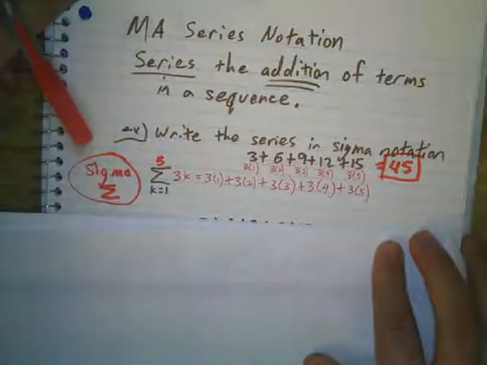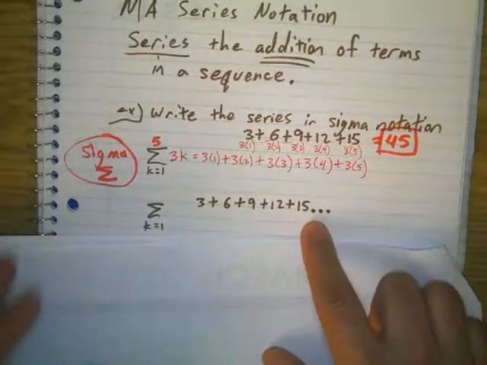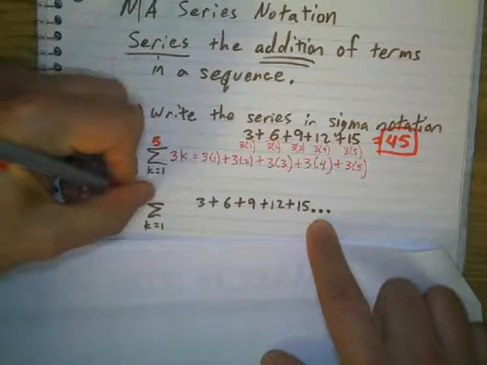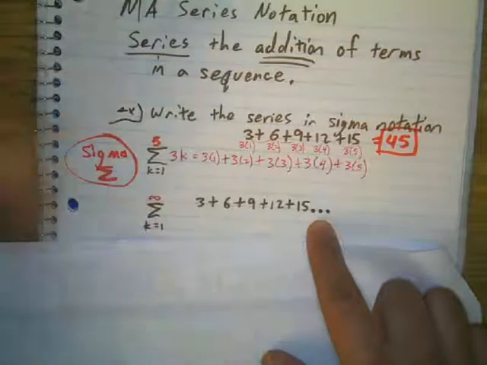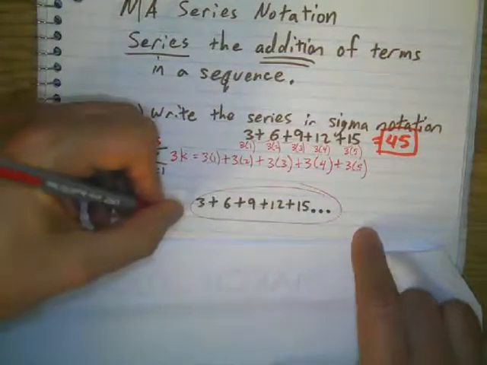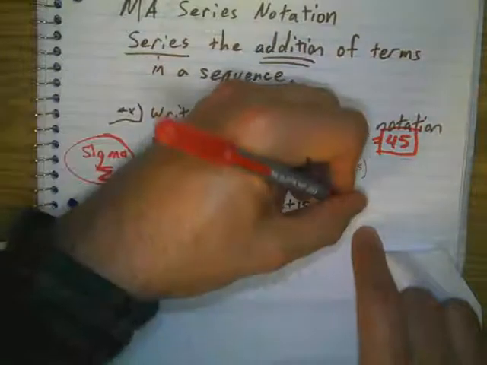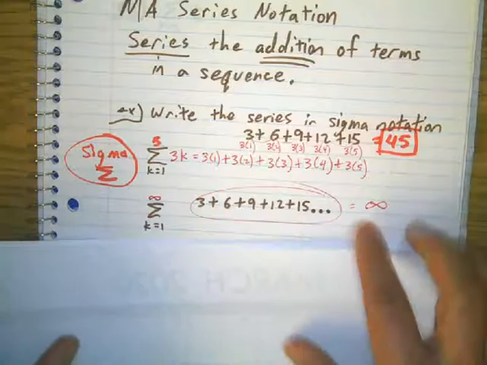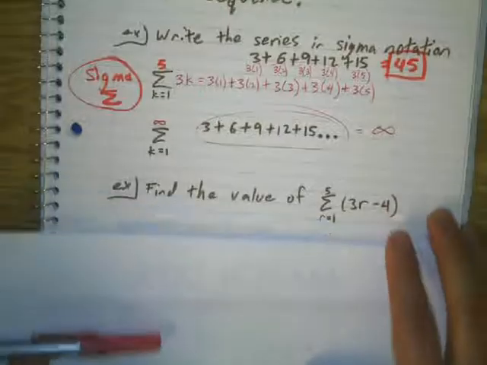Okay. Now what happens if we have 3 dots here at the end? Then this means we're going to do this to infinity. Okay. Now if I add an infinite number of terms, we're going to get an infinite answer, right? The sum is going to be infinity if I add an infinite number of terms. Okay, let's do another example.